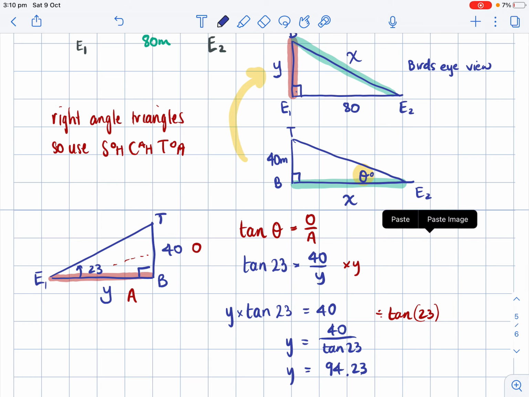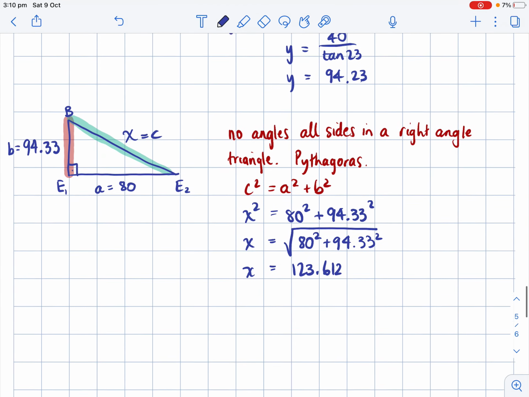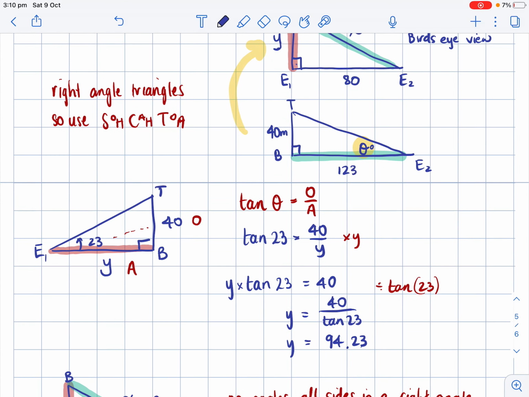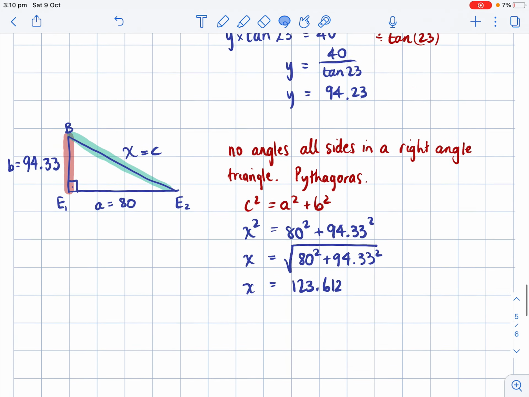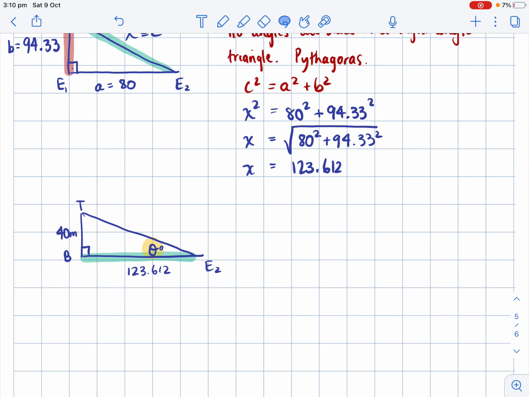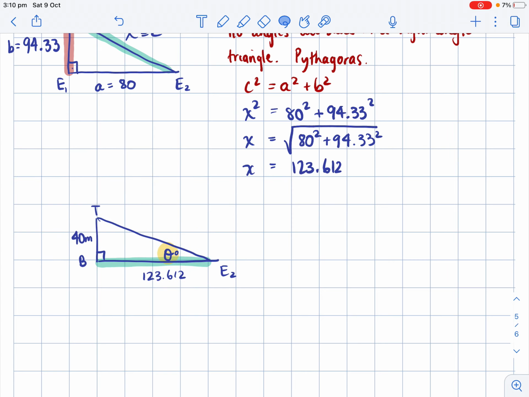Alright, move on to the third triangle now. I know what x is. So I've been able to work through my problem. I've found out what x is. I know that it is 123.612. So let's copy this diagram here and work with this one. And now I can find out the angle. Finally, the angle of elevation. It's a right angle triangle. This is the opposite. This is the adjacent. It is tan again. So it's tan theta equals the opposite over the adjacent.